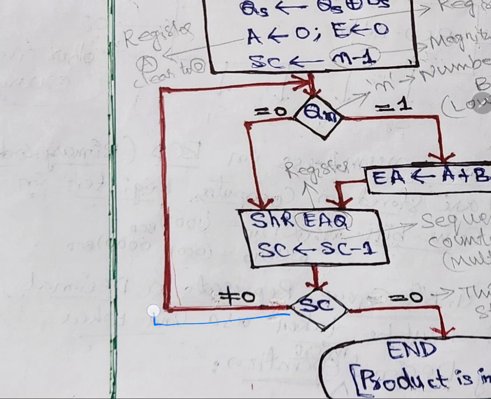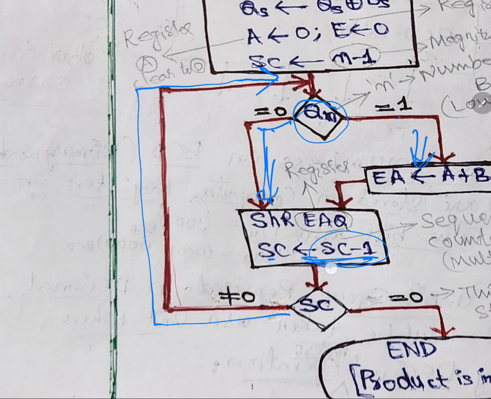See, if the sequence counter is not equal to 0, it will go back to here, again here. And if it is 1, it will be added. If it is 0, it will be shifted. And the sequence counter is reduced by 1. It will be reduced by 1 till it equals 0. If it is not equal to 0, again it will go back.